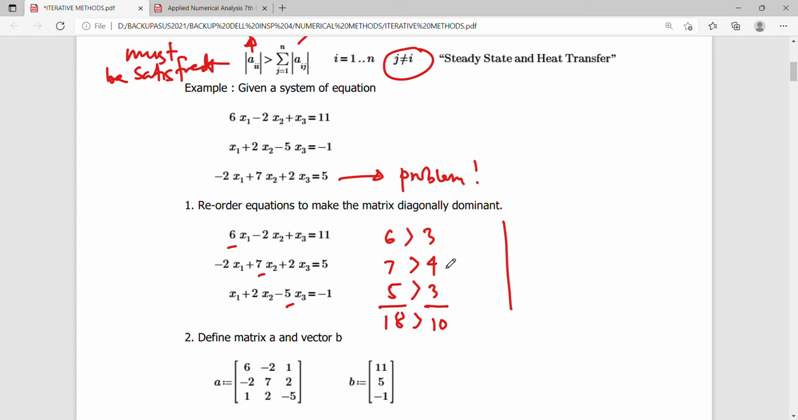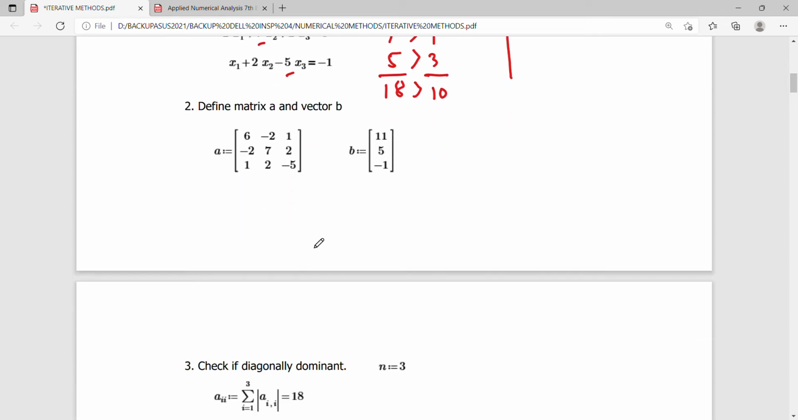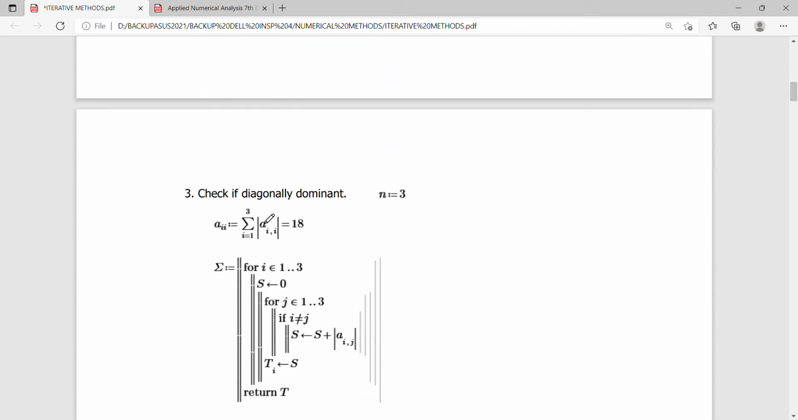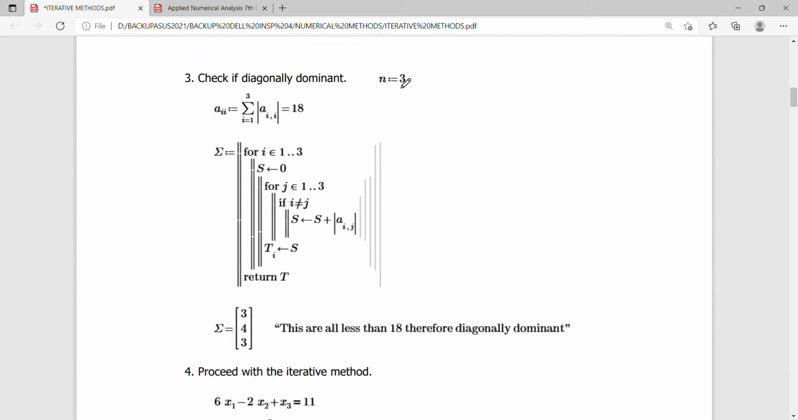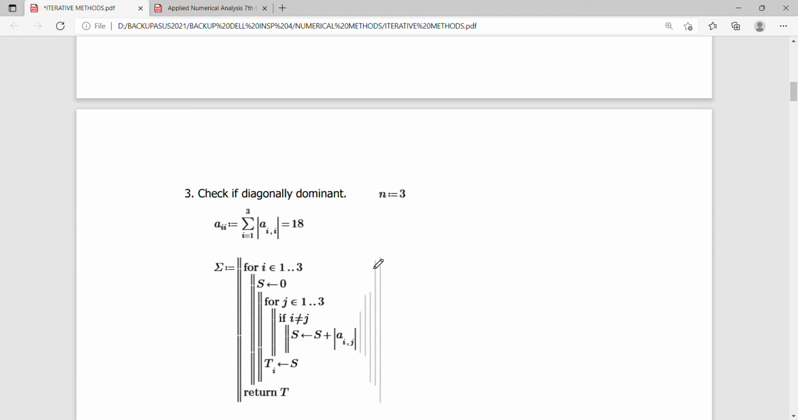So we may come up with a program using MathCAD in the next procedure. So we define matrices A and B given by this arrangement, and double check the dominance. We check if this is diagonally dominant, n is equal to 3, and satisfy the sum of A_ii, which is equivalent to 18, the same as 6, 7, and 5. This is simply the sum of the absolute values of 6 plus 7 plus 5, which is 18.